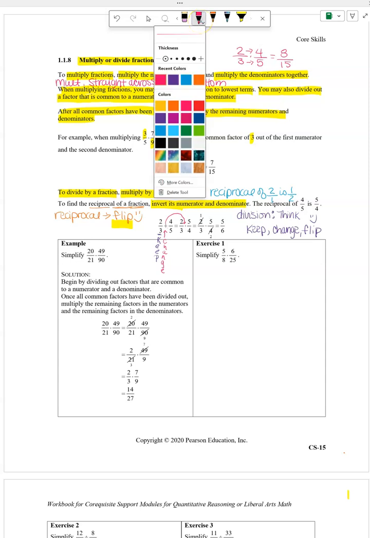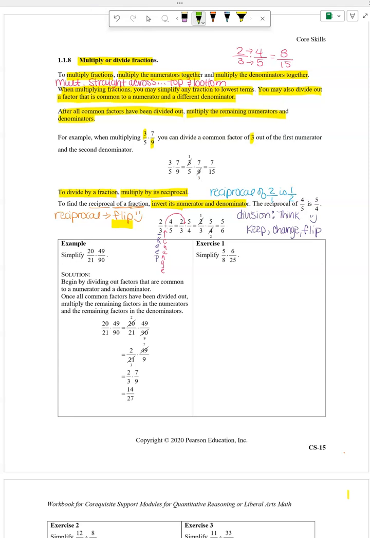Last thing that we're going to do, we're going to flip this guy. Why do we flip him? Well, that's because we need his reciprocal. So we're going to flip 4/5 and it's going to become 5/4. So we flipped him. So now we could just do multiplication, which is so much easier, right? We're just going to go straight across.